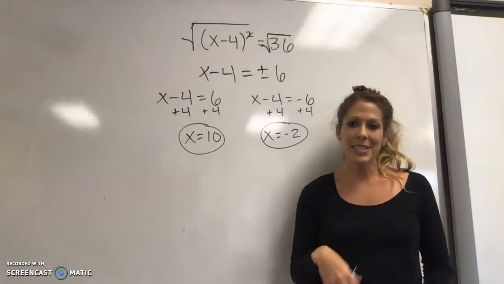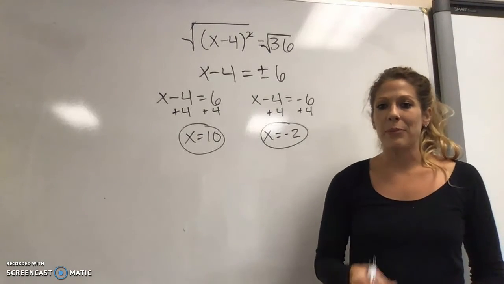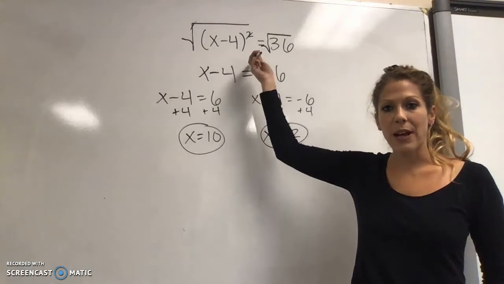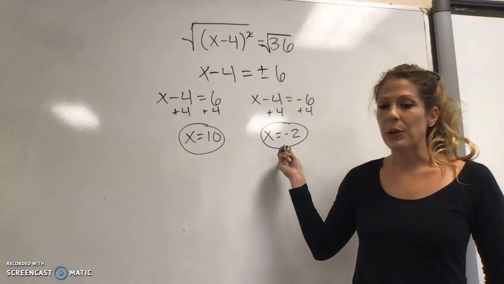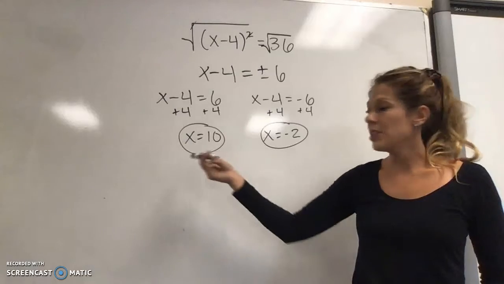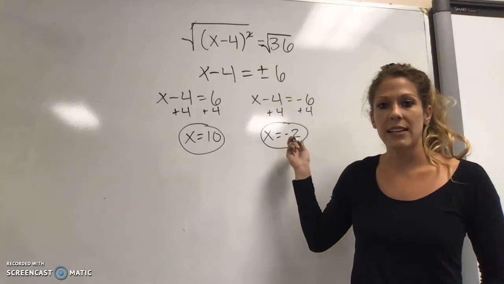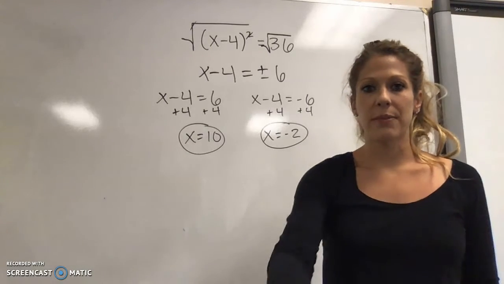And don't ever lose sight of what we're doing. We are finding where the parabola crosses the x-axis. So our 2 x-intercepts for this quadratic are 10 and negative 2. And you can always check your answer too. If I plugged in 10 into the original, I should get 36. And same thing if I plug in negative 2 into the original equation.